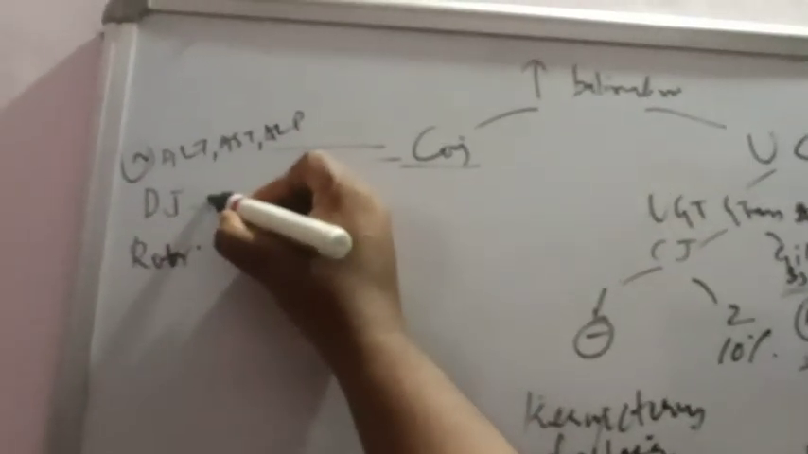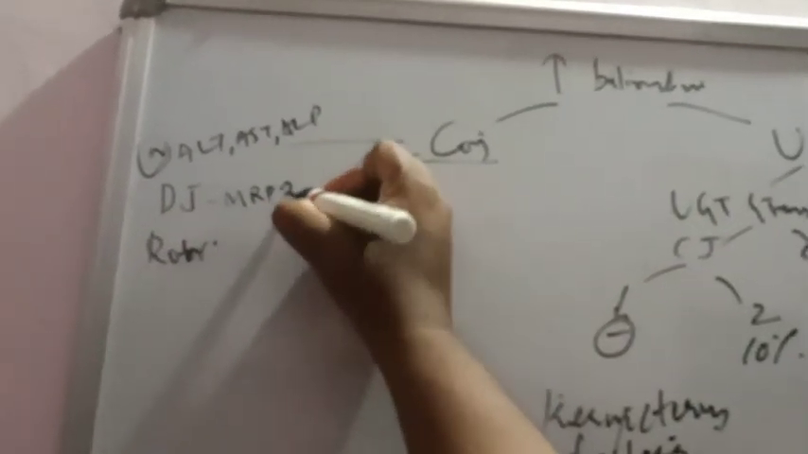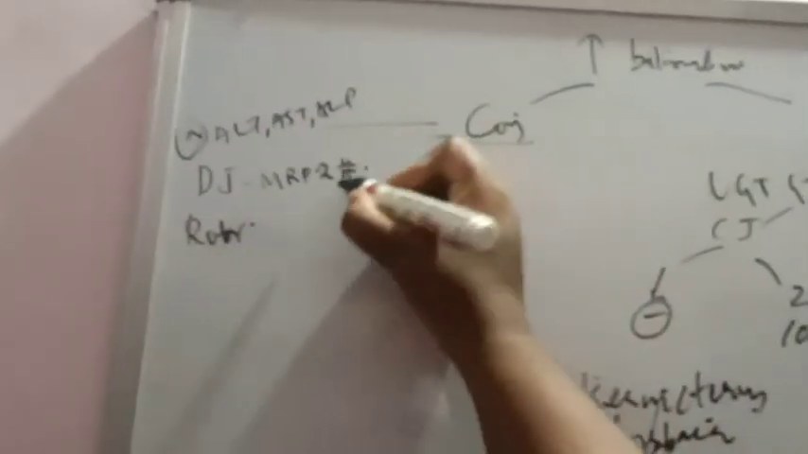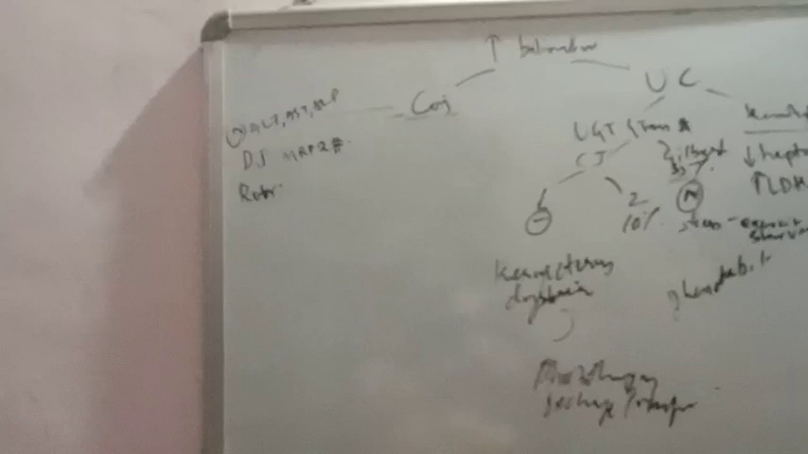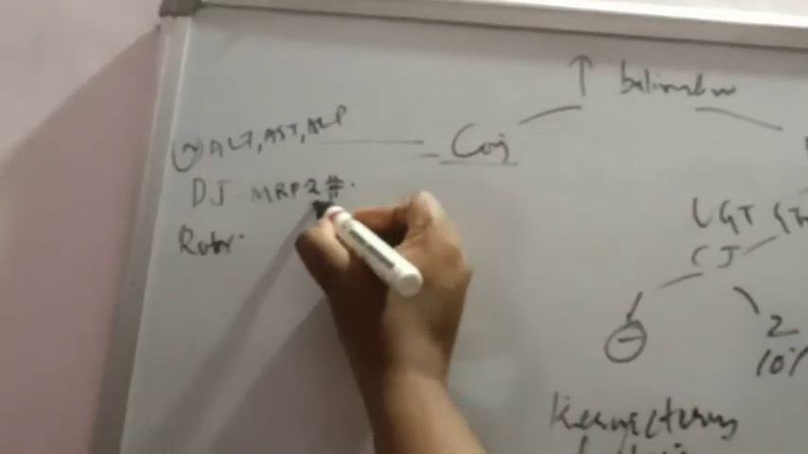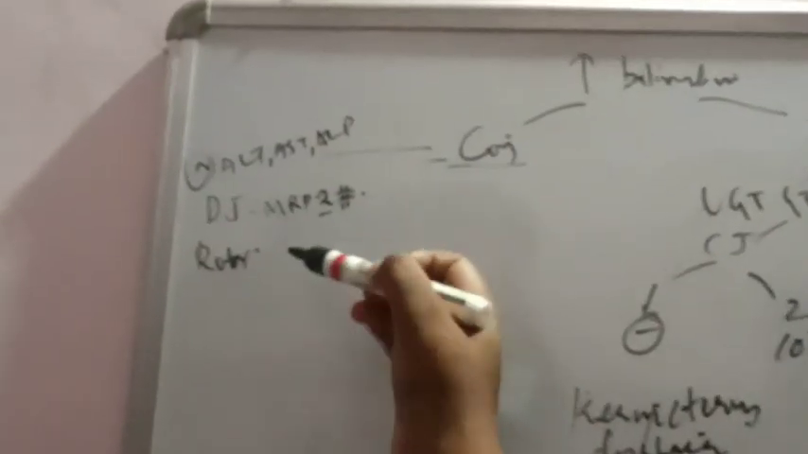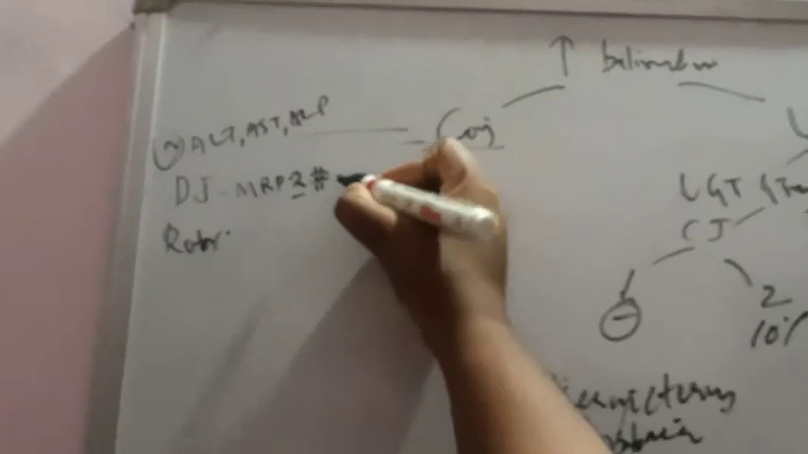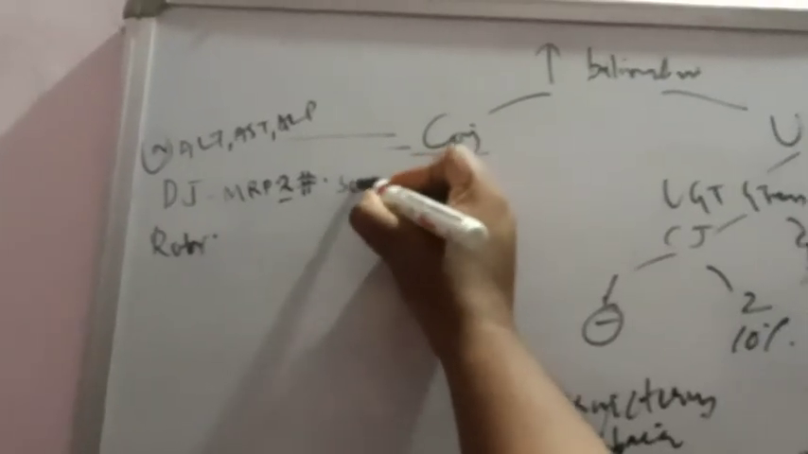So what is the defect in Dubin-Johnson? There is a defect in the MRP2 protein, the secretion protein. So secretion of the bilirubin outside the liver does not happen. In the liver it got conjugated, but now it cannot be secreted from the liver into the bile canaliculi. So the MRP2 protein is defective. Sometimes they will give a number like 1 or some other number, but MRP2 and secretion will be defective.